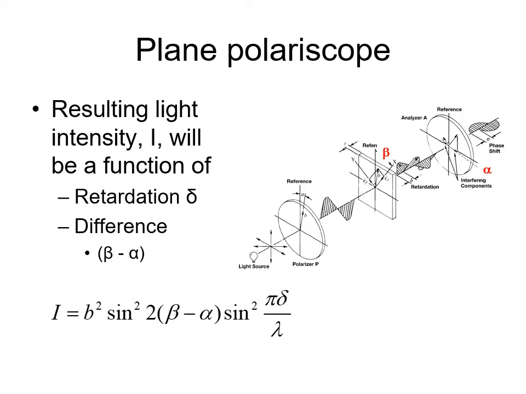So now if we talk about resulting light intensity here, which we can call I, this will be a function of our delta, our retardation here, and the difference of beta minus alpha, which are these two angle references here between your specimen and your analyzer over here. So there's your beta and there's your alpha right there. So if we take a look at our relationship now, our I, or our resulting light intensity, is equal to b squared times the sine squared of 2 times beta minus alpha times the sine squared of pi delta over our wavelength.